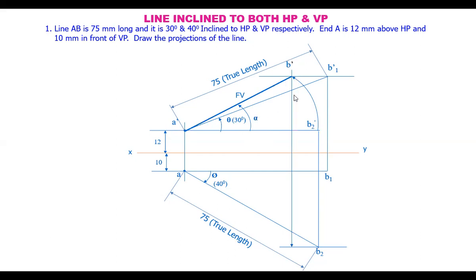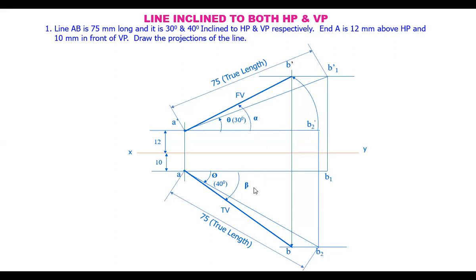Next, draw a projector from B dash onto the top view, right? The intersection of this projector and the locus is nothing but B, the top view of point B, because B and B dash must lie on the same projector. So join AB, that is the final top view of the line. We call it the top view, and this top view appears to be at an angle beta here.